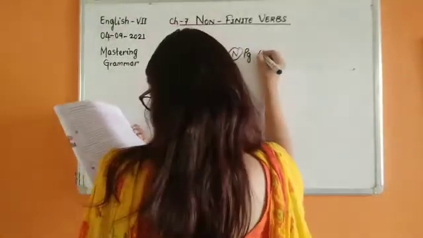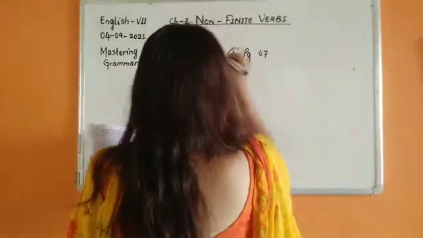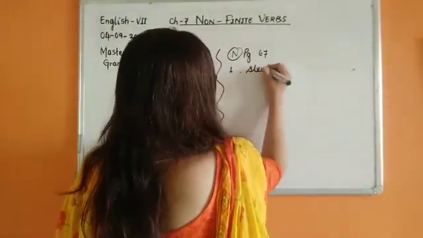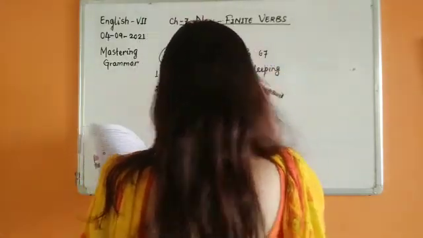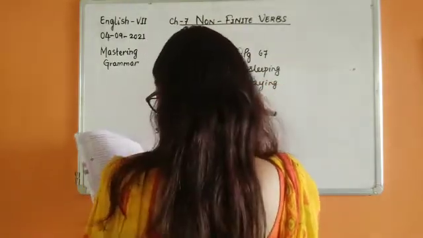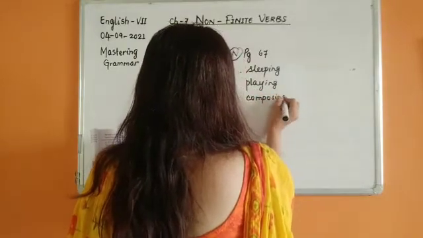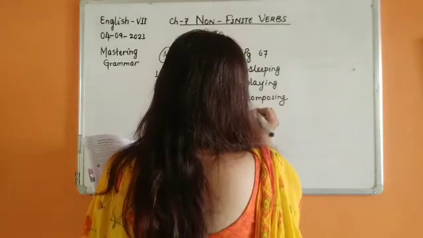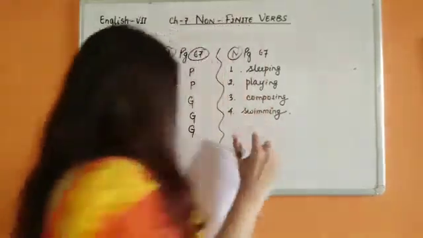Rita prefers sleeping. Number 2, playing. Number 3, composing. Number 4, swimming. Yes, children, we are done with exercise N.